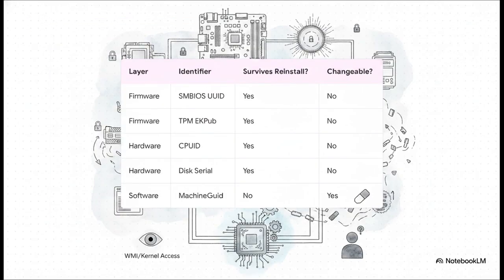Now, what's really interesting about this breakdown is when you look at the survival rate of these identifiers. If you check out the firmware and hardware identifiers, things like the SMBIOS UUID, the TPM EKPub, and the CPU ID, look at that survival column. They all survive a full OS reinstall. And are they changeable? Not at all. None. Zero. But in stark contrast, when you look at the software layer identifiers like the machine GUID, they absolutely do not survive a full wipe, and they are completely changeable. So the hardware layer forms this immutable core of a device fingerprint. And the crazy part, any application or service with kernel access can read them without you ever even knowing it.